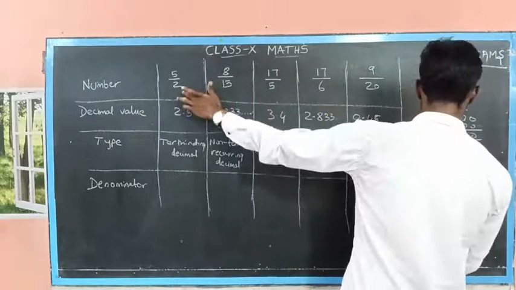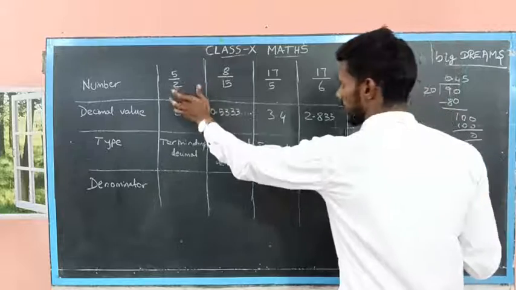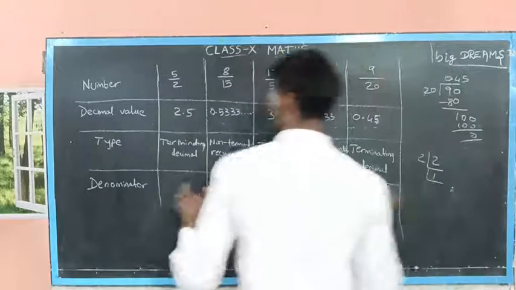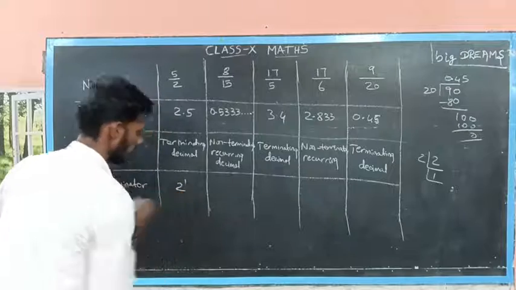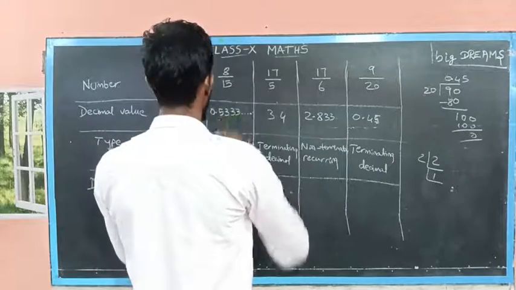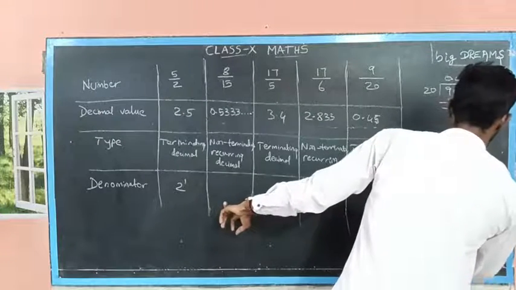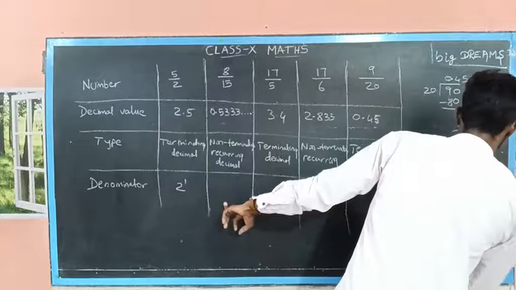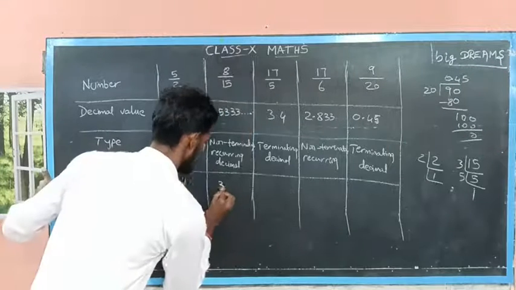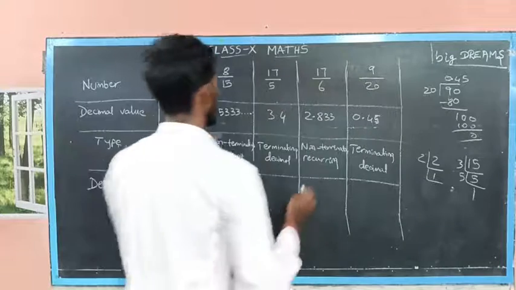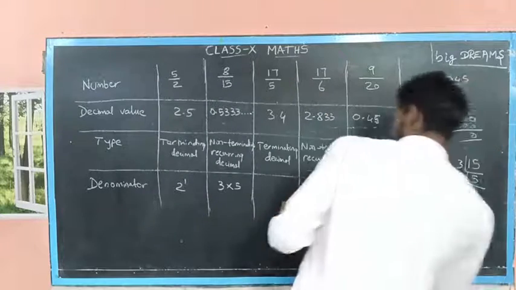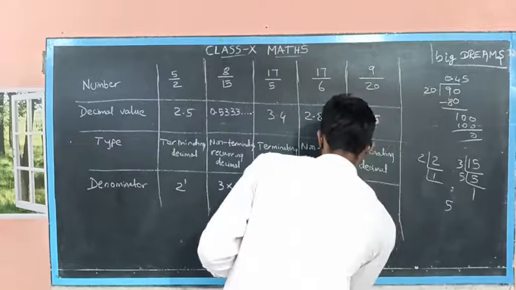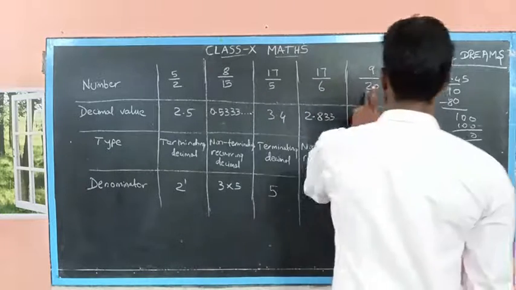Here the first one is 2. Prime factorize the denominator. By prime factorizing 2, it can be written as 2 power 1. Okay, here the denominator is 15. Prime factorizing 15, I will get 3 into 5. Then in this example, 5 is written as 5. Then 6. 6 is written as 2 into 3. Then 20.